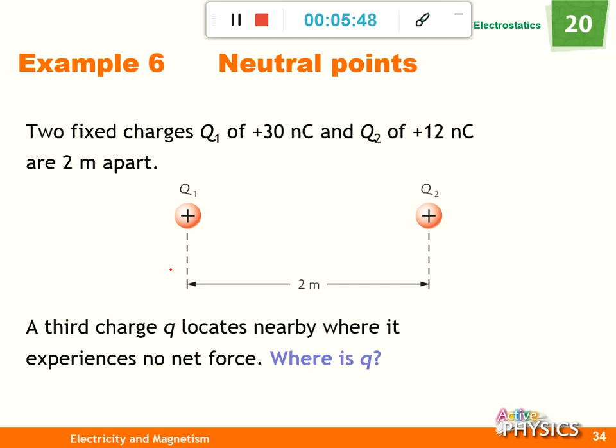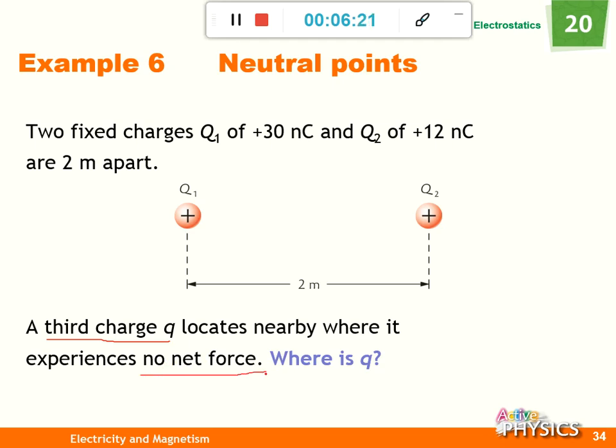Okay. How about example 6 on your page 28? Neutral points. What's the meaning of neutral point? In this example, you will know the meaning of neutral point. Here, we have two charges, Q1 and Q2. They are positively charged, but different in magnitude. The distance between them will be 2 meters. Now we have a third charge, Q, located nearby where it experiences no net force.